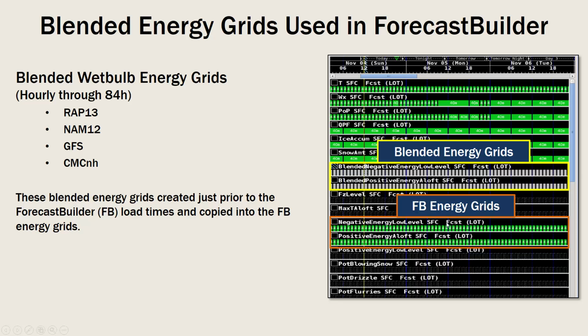And then these grids will then go into the Forecast Builder energy grids that you see here: negative energy, low level, and the positive energy aloft. So if we need to change our energy grids at all, we're going to want to be editing these Forecast Builder energy grids with either other model energies, or we can do a blend of our own, as we'll talk about in the next slide.